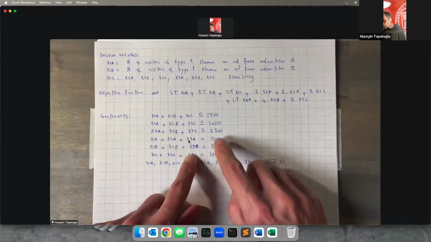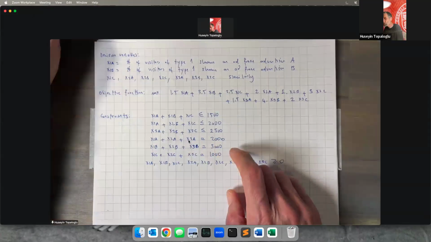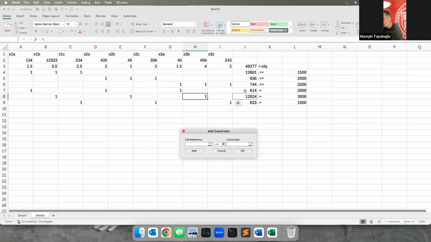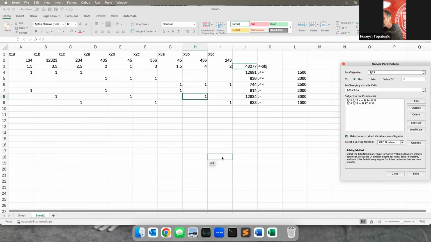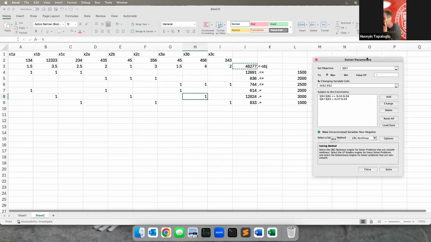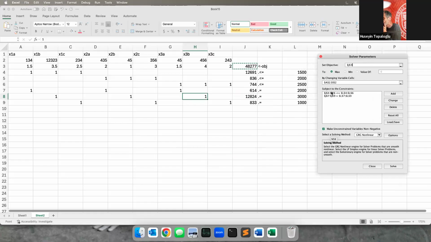And likewise, if you look at our last three constraints, the left-hand sides are exactly equal to these right-hand sides. So the last three constraints are equality constraints, and we can enter those in block form as well. These three cells are the left-hand sides of the last three constraints, and we want them to be equal to the right-hand sides. Let's add them. Let's say cancel.